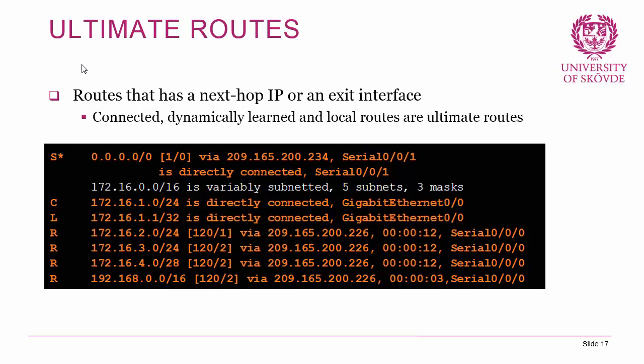Ultimate routes are routes that have a next hop IP or an exit interface. These can be connected, dynamically learned, or local routes. Looking at the partial output from a show ip route here, you can see that almost every route is an ultimate route, and these are basically routes that can be used on the fly. Looking at any of these routes, you can send traffic to any of these networks because you know the next hop IP and/or the exit interface.